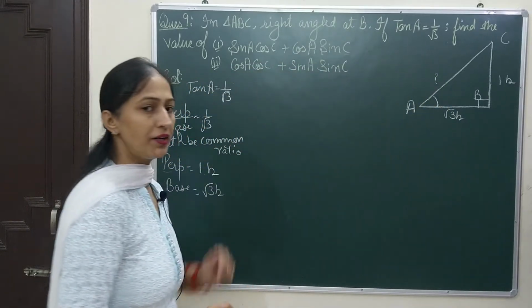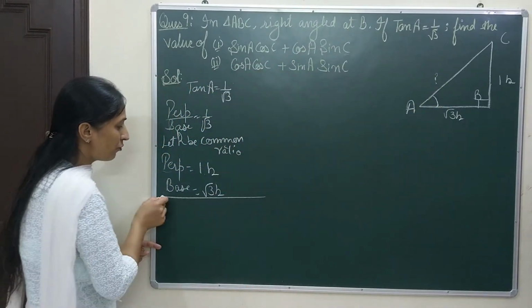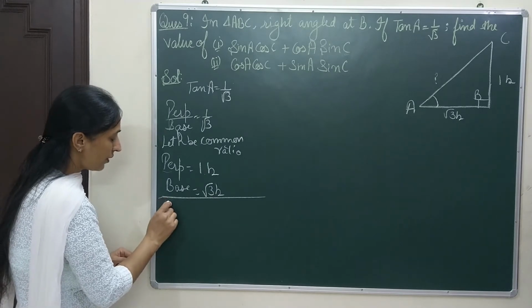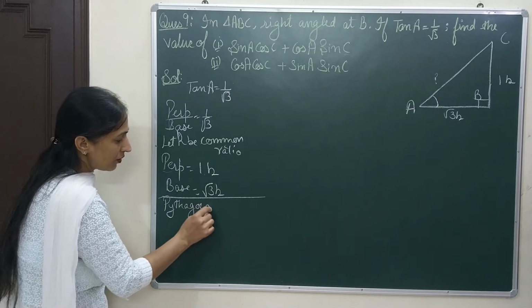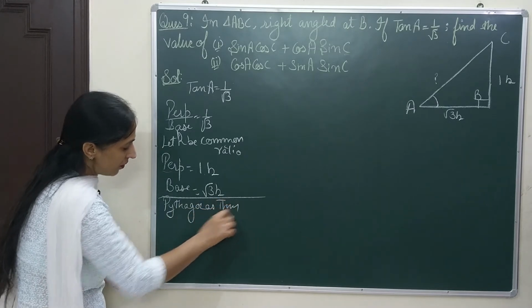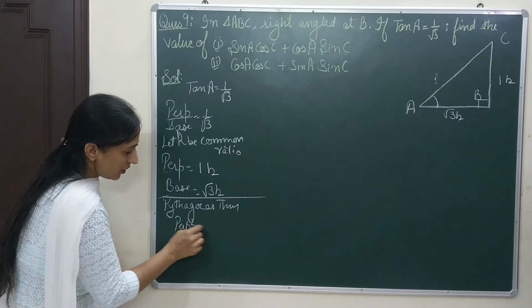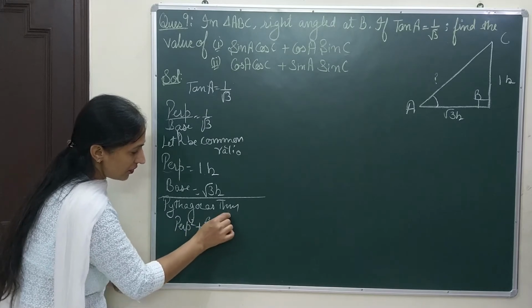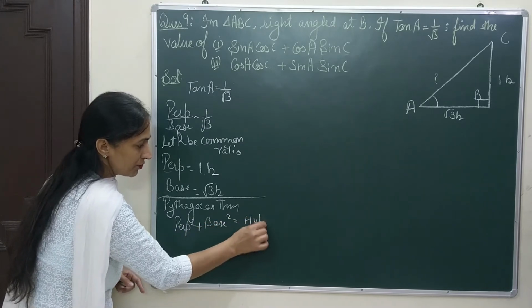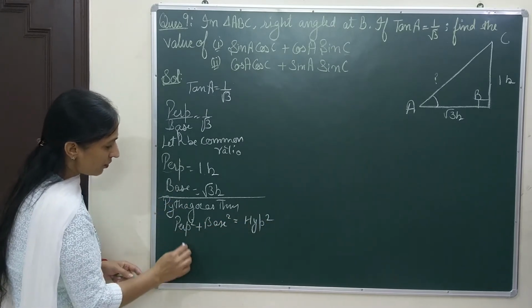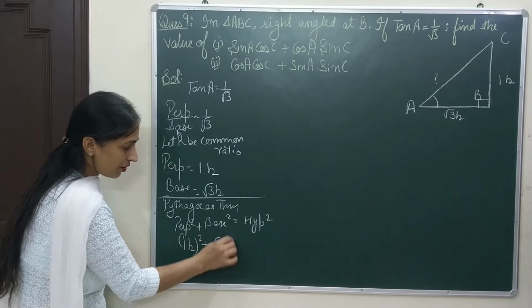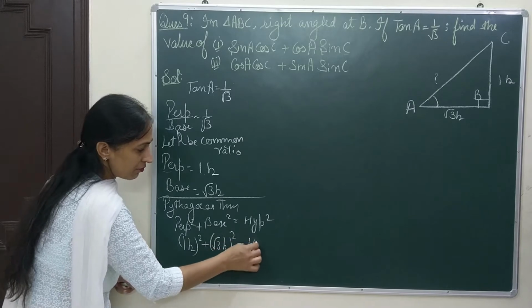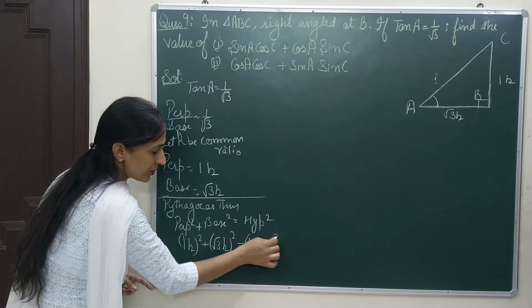Now I am left with hypotenuse. First of all, I will find the value of hypotenuse, and for that I have to use the Pythagoras theorem. By using the Pythagoras theorem, perpendicular square plus base square is equal to hypotenuse square. Now perpendicular is 1K whole square, base is root 3K whole square. It is equal to hypotenuse square.